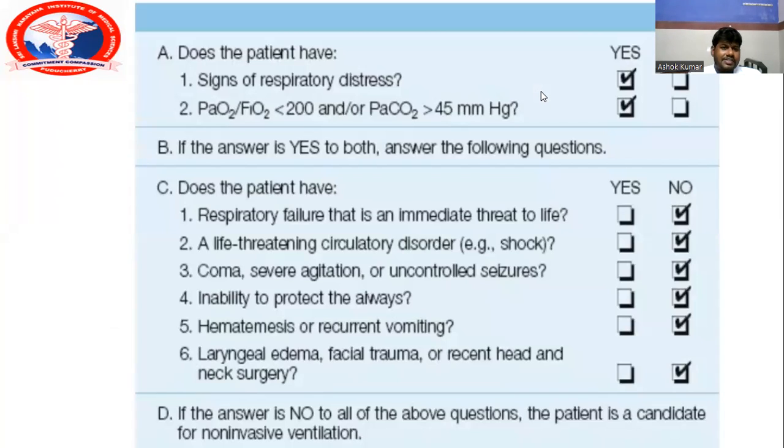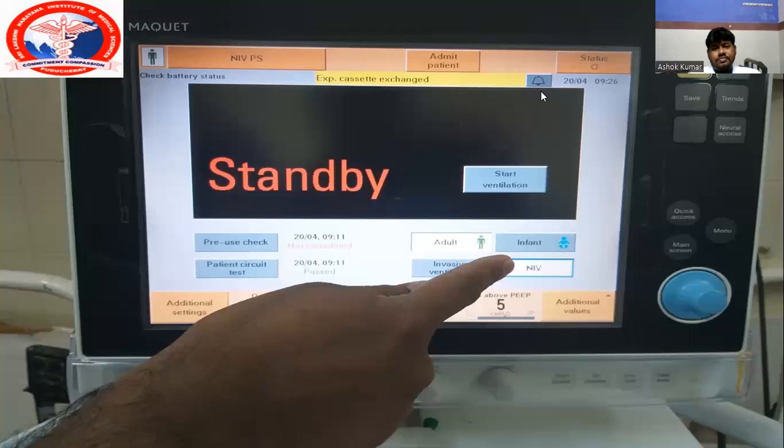Then, which patients require non-invasive ventilation? By checking the following parameters: does the patient have signs of respiratory distress, a PaO2 to FiO2 ratio less than 200, and PCO2 more than 45? If both answers are yes, then proceed to the following. Patients with respiratory failure, imminent threat to life, life-threatening circulatory disorder, coma, agitation, uncontrolled seizure, inability to protect airways, hematemesis, recurrent facial trauma, or recent head surgery. If none of these apply, the patient is a candidate for non-invasive ventilation. If all the parameters are yes, then proceed to invasive ventilation.